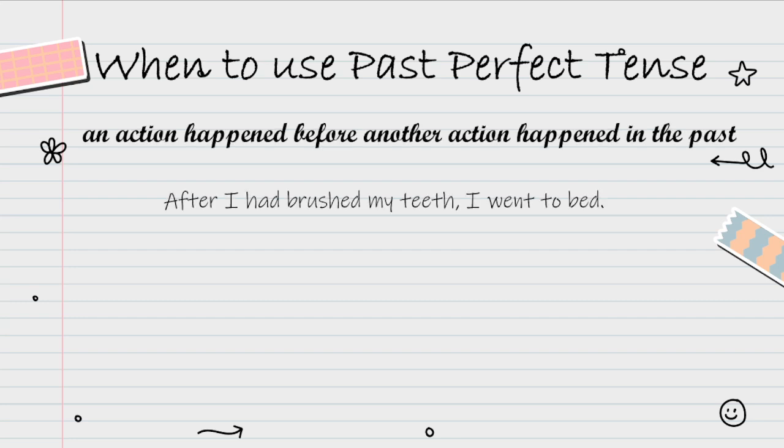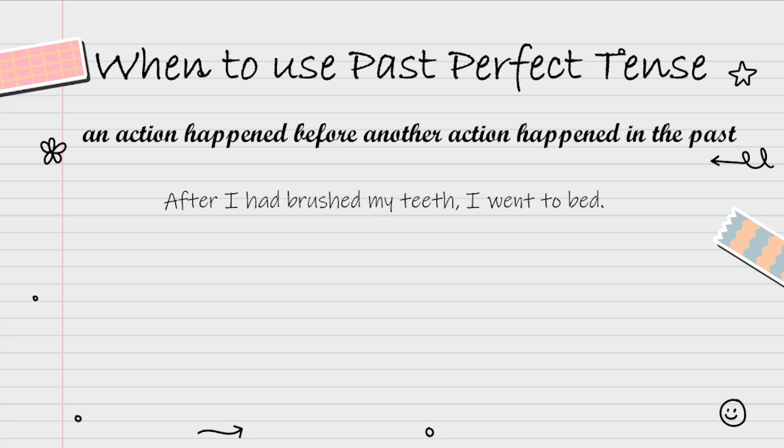So here, when do we use the past perfect tense? When an action happened before another action happened in the past. So, going back to the simple past tense, it is used to show a series of actions, right?